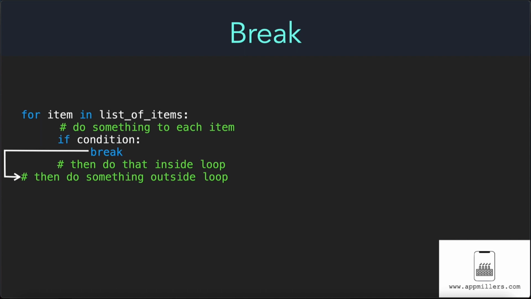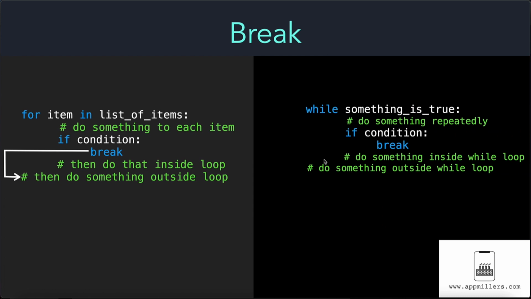Now similarly, the break syntax for a while loop will be like this. So here again, if some condition is true, we are doing something repeatedly. If this condition is met, we are going to put break. So this means that our loop over here will be terminated and the execution will continue to this part outside of the while loop. So whatever we have outside of the while loop, we are going to continue to execute that part.